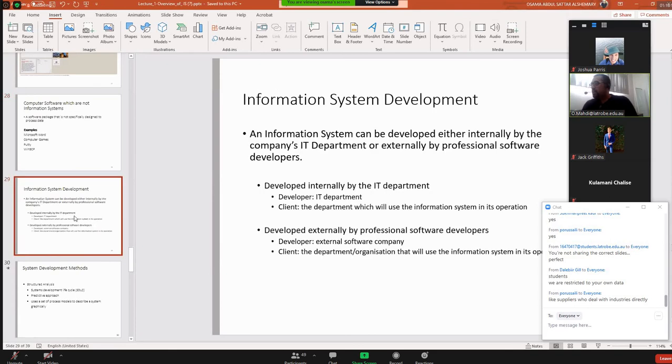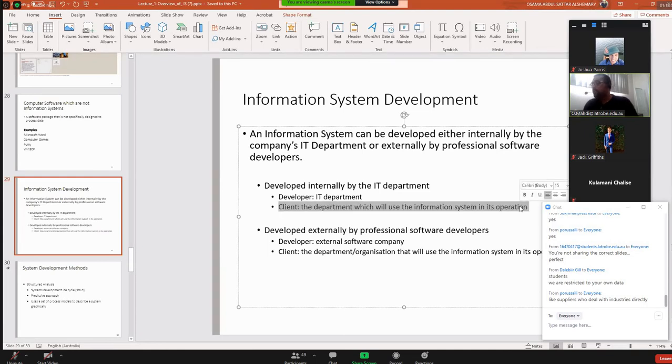Anyway, information system development. An information system, of course, can be developed either internally by the company's IT department or externally by professional software developers. Developed internally by the IT department is quite normal. You can develop an information system by yourself. The clients of that information system would mainly be the department which will use it in its operation.